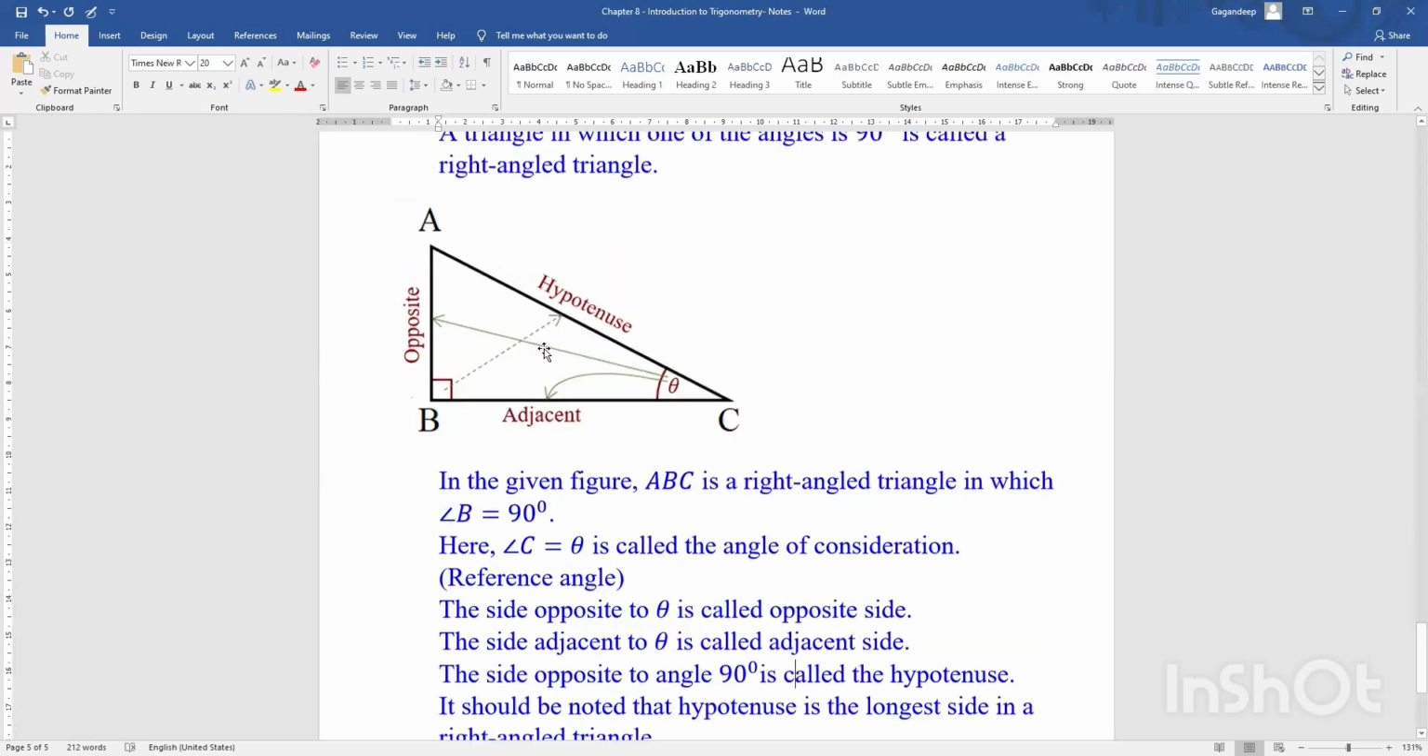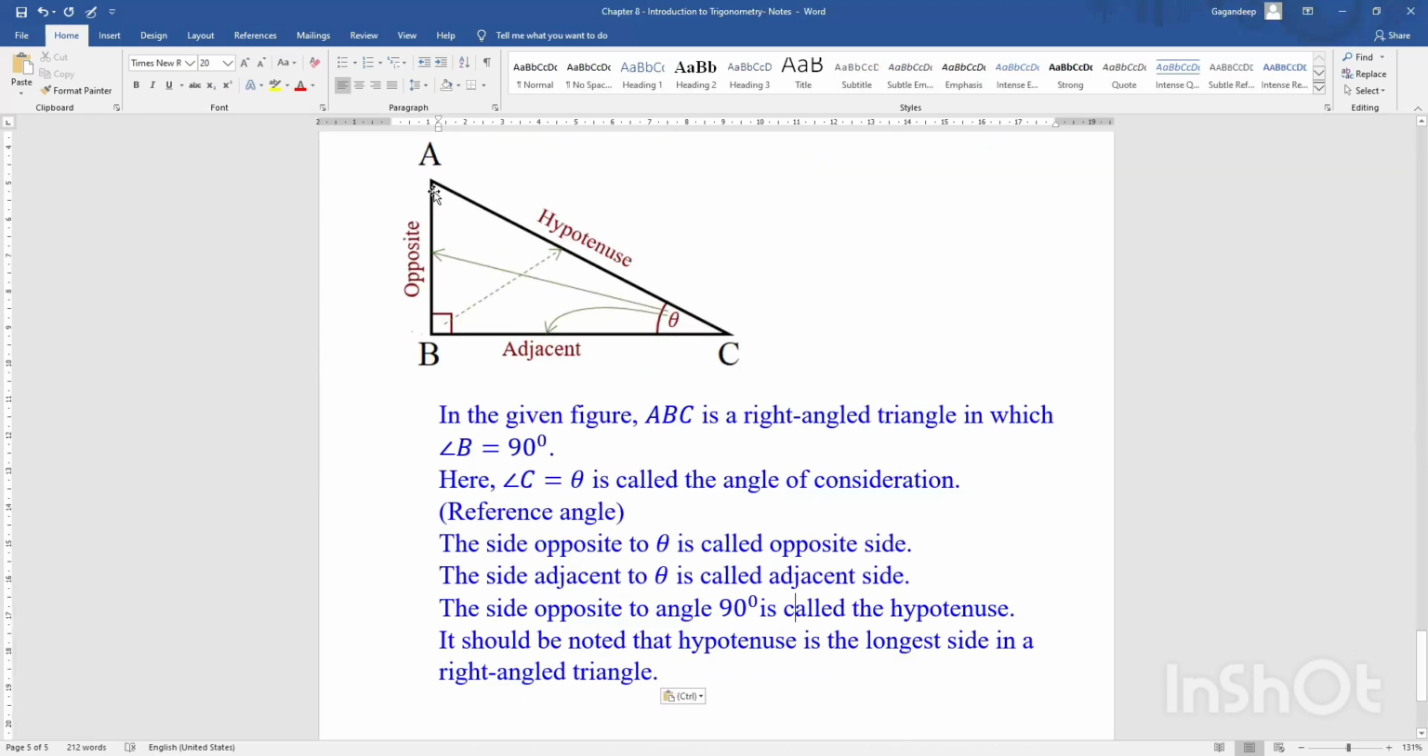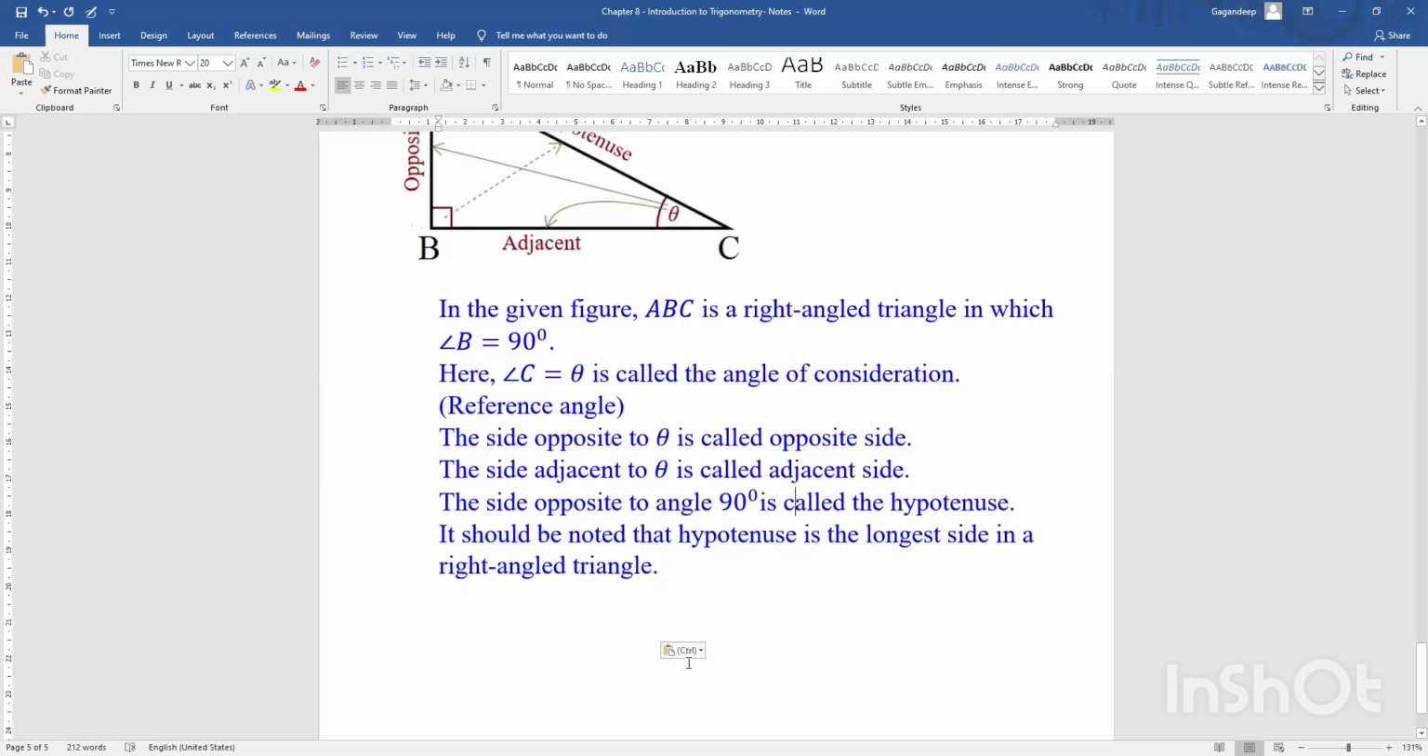Okay. And now here, remember this. The side opposite to 90 degree. So how do you denote 90 degree? Usually we indicate it with a box. So you can see here at the corner of C, near B, we have put a box. So that box indicates 90 degree. Okay, children.